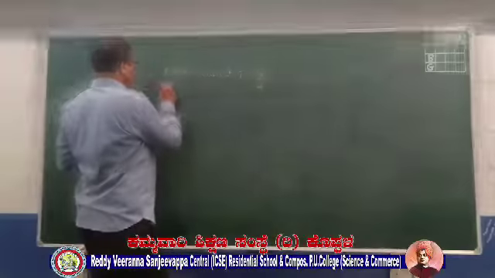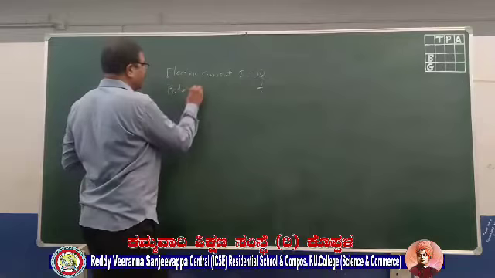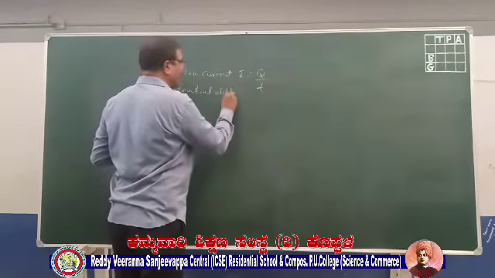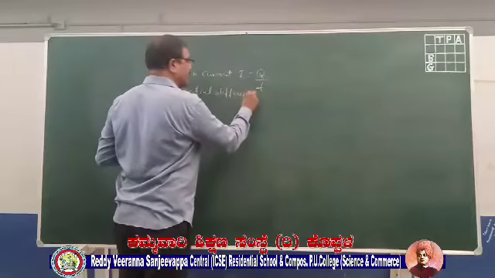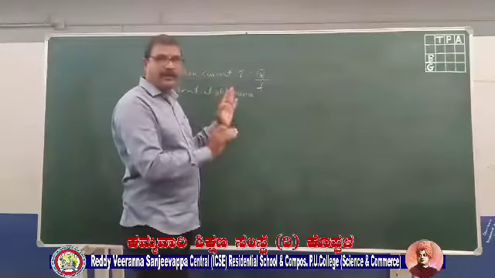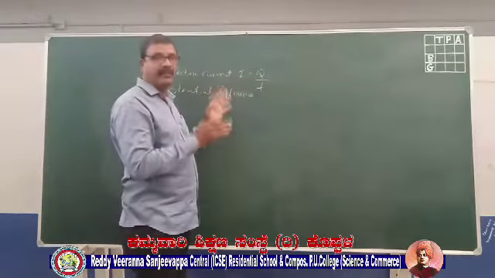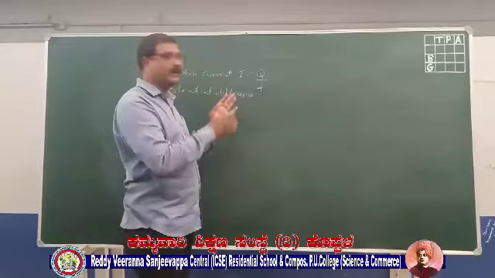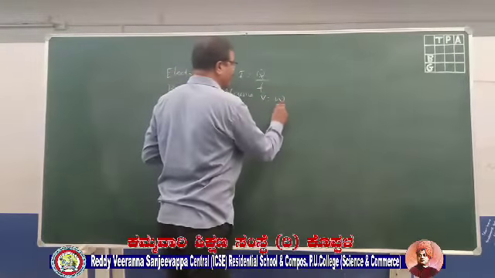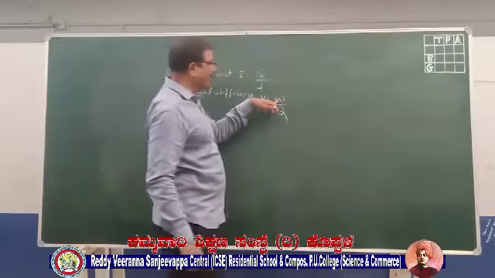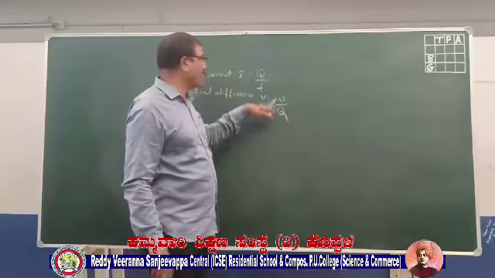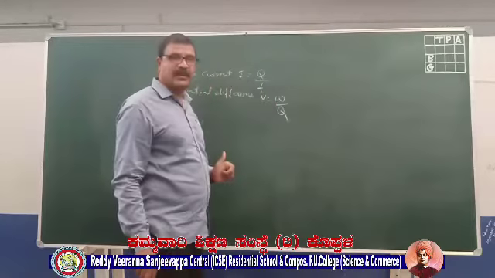Then we learned about potential difference. What is potential difference? It is the work done in moving a unit positive charge from one point to another point in a conductor, or from one end of the conductor to the other end. That is given by V is equal to W by Q. This is what we learned about potential difference.